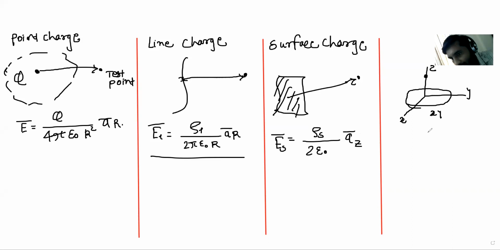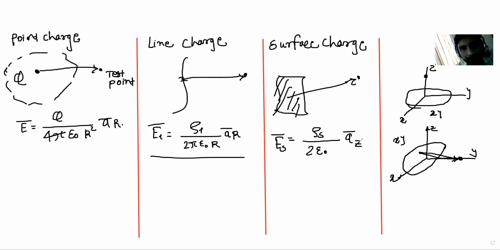If you are having a similar coordinate axis, like this is X, this is Y, and this is Z, in that case, what will happen? If I assume the surface charge is present on this XZ plane, then you can assume the point here on Y-axis. In that case, which component you will receive? It would be A bar Y.